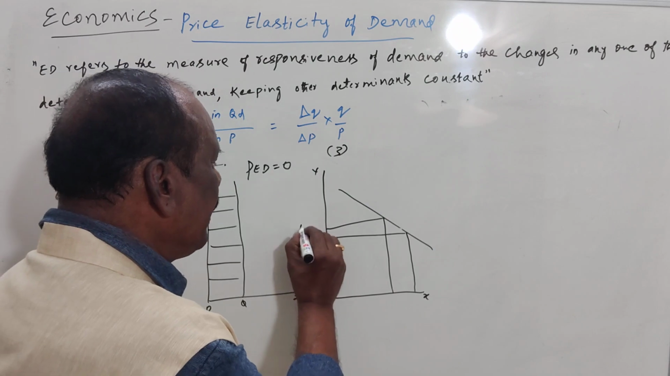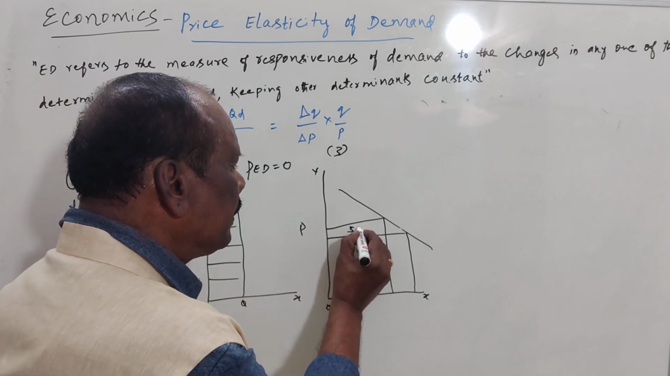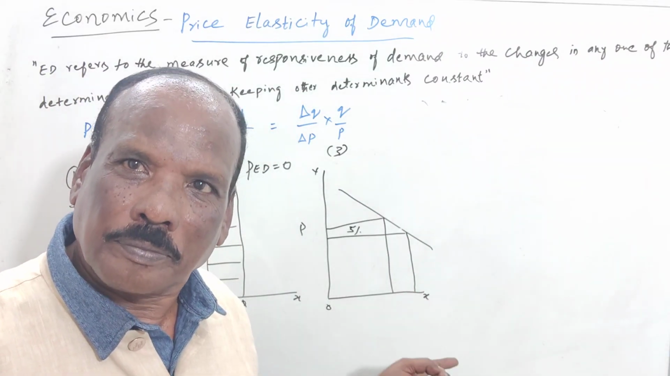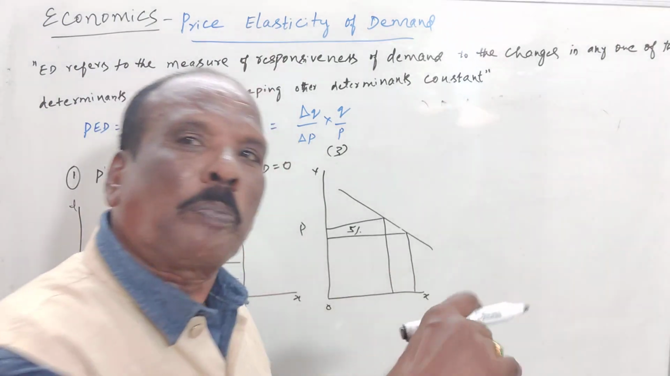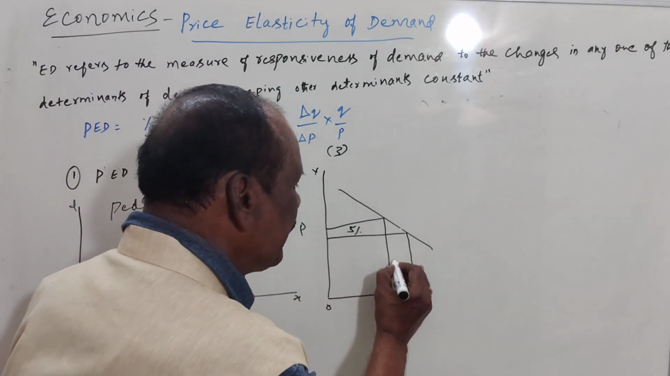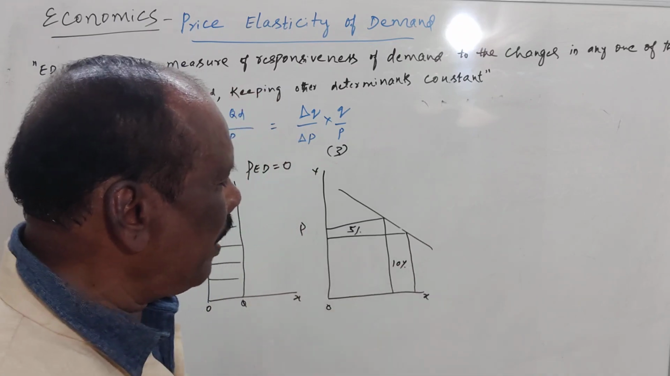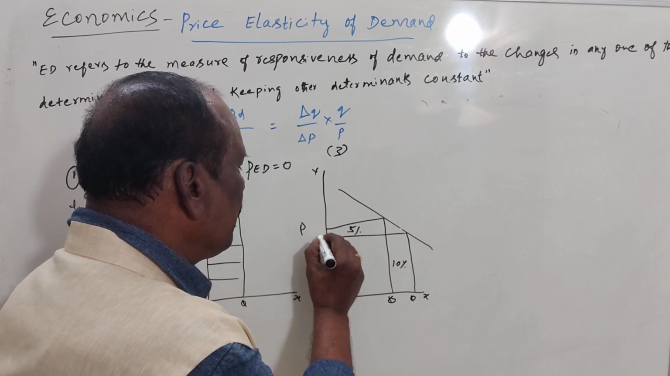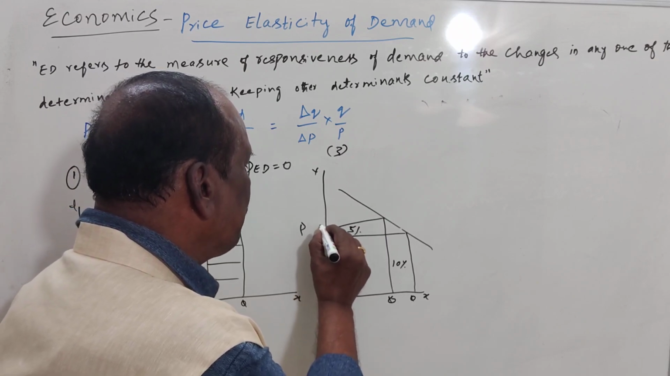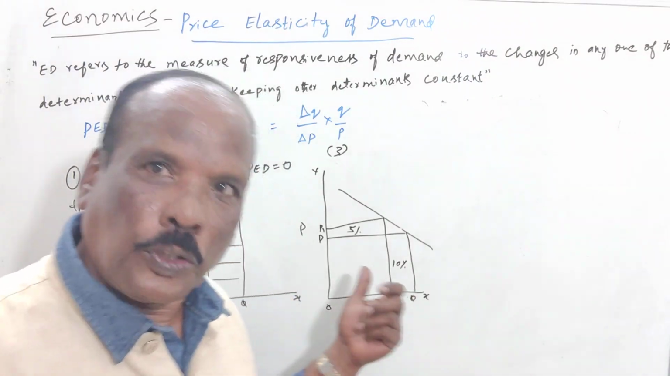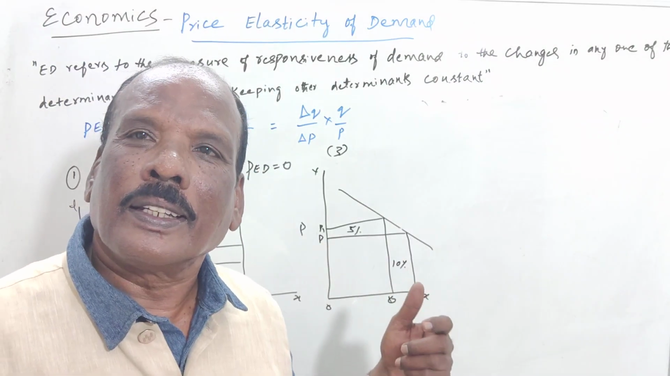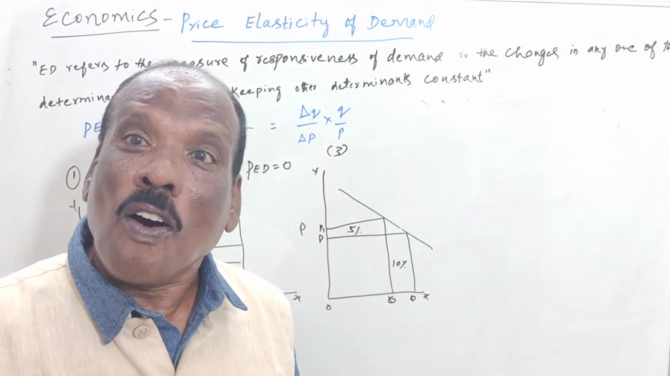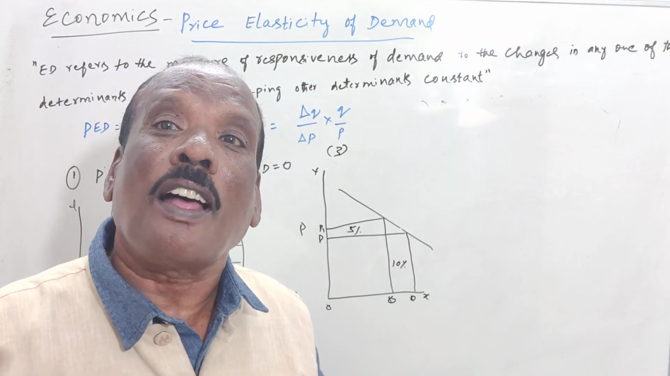So this is the price. So 5% of change in price leads to larger percentage of change in demand. So it leads to 10% of change in demand. So this is Q1. This is P1. It shows relatively elasticity of demand. A small amount of change in price leads to a larger change in quantity demanded.